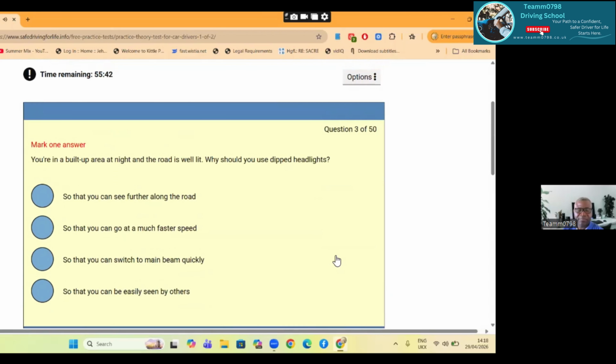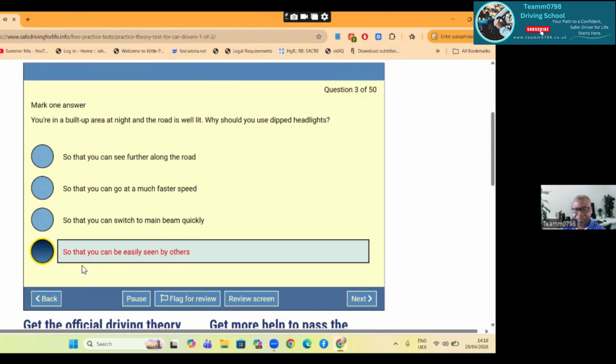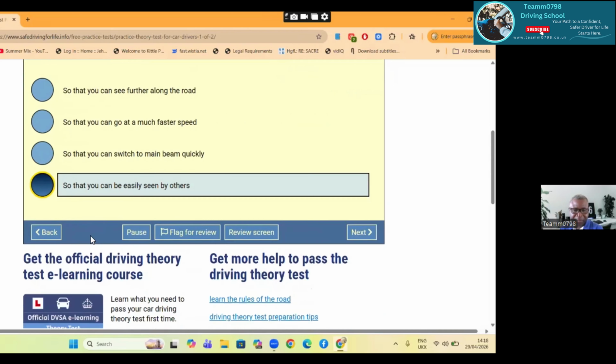Mark one answer. You're in a built-up area at night and the road is well lit. Why should you use dipped headlights? Okay, so what do you think? Is it so that you can see further along the road? It's already lit, so you can see further along the road without the dipped headlights. So that you can drive at a much faster speed? Definitely no. So that you can switch to main beam quickly? No. The correct answer is so you are seen by others. Yeah, other road users should be able to see us, and that way we prevent accidents.